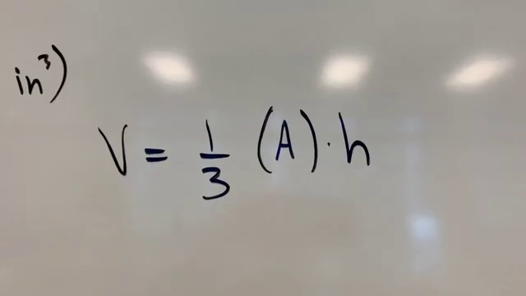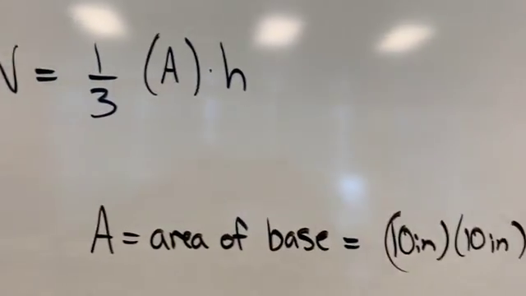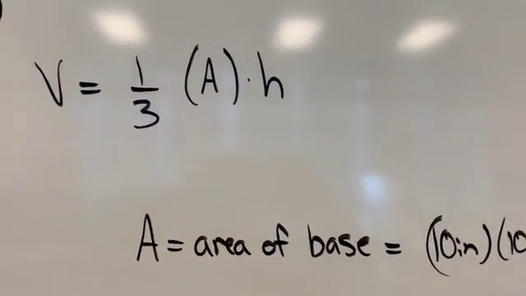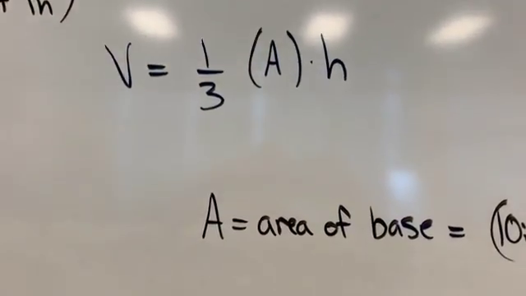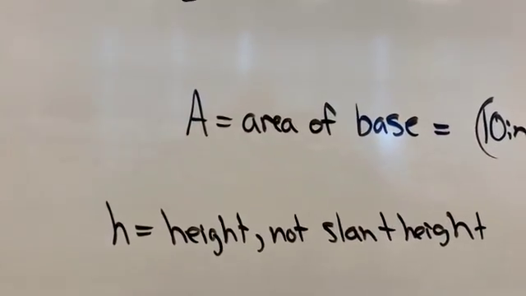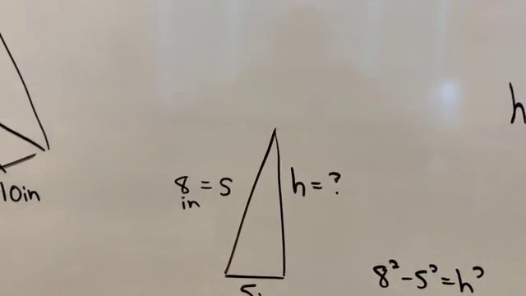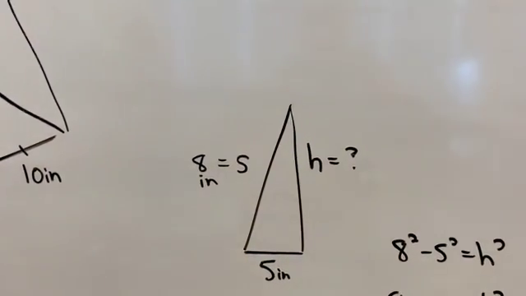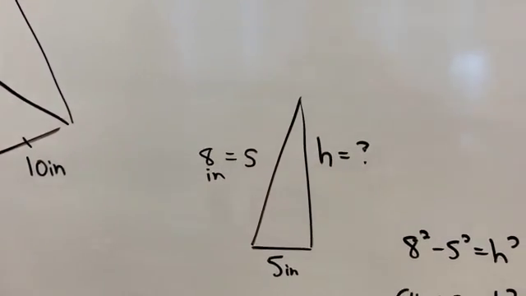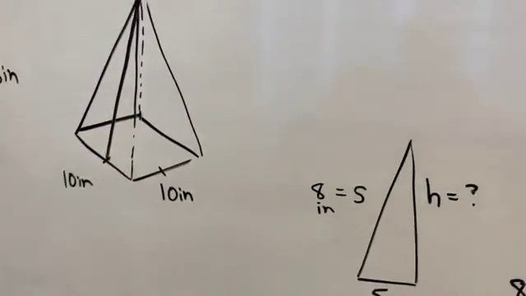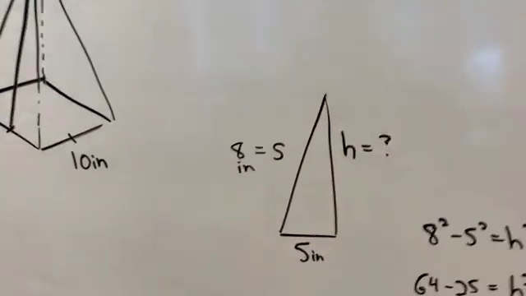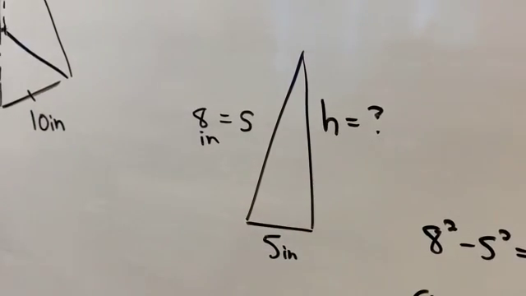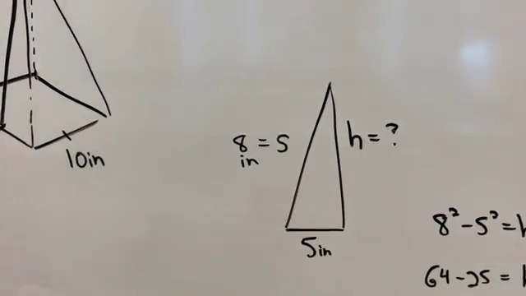The area of the base is easy enough. Area of the base is going to be 10 times 10 inches. But the height is needed, not the slant height. So we got to go over here again to our little Pythagoras relationship and say, okay, well, the slant height was 8. The base was 10 all the way across, but if we draw a right triangle that includes the height in it, we're only going from the middle of the base.